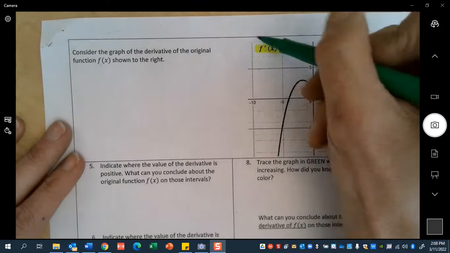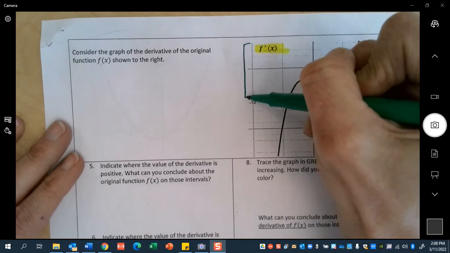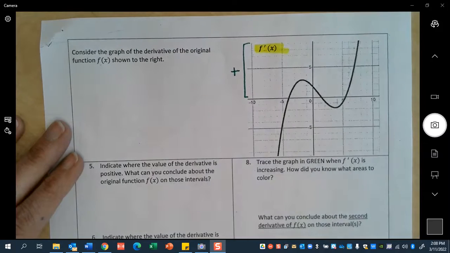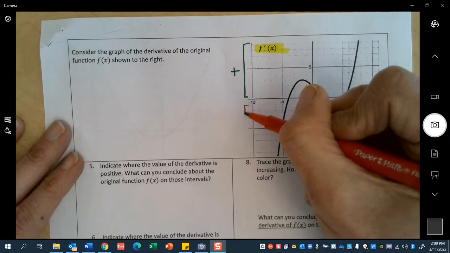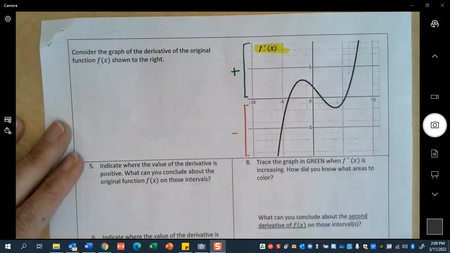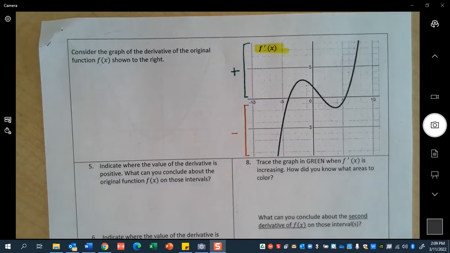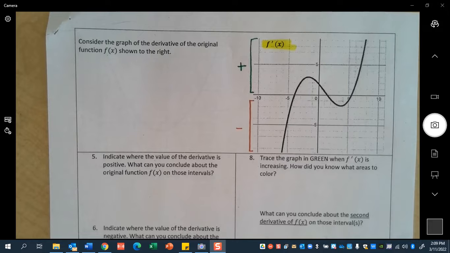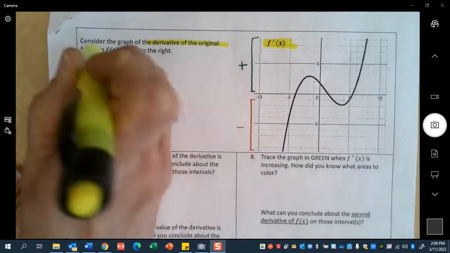So for me, it's easy to talk about this. Isn't this where my derivative is positive? Yes. And isn't this where my derivative is negative? Yes. So that's worth looking at. Because when we ask you, is the derivative positive or negative, kids look at this graph and they're like, I don't know where to look. Yeah, you're looking above the x-axis for positive and below the x-axis for negative. So grab a colored pencil and make this graph clear to you. Make sure you know that this is the derivative of the original function.